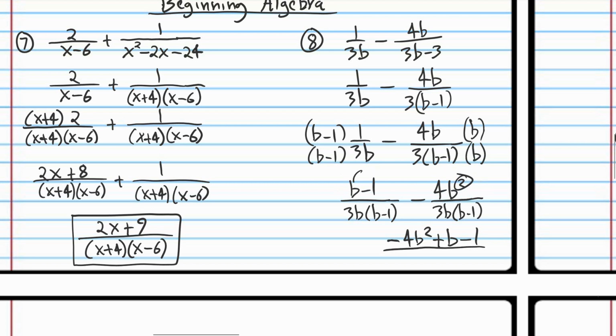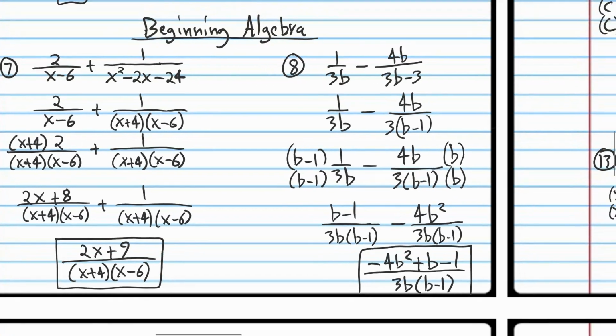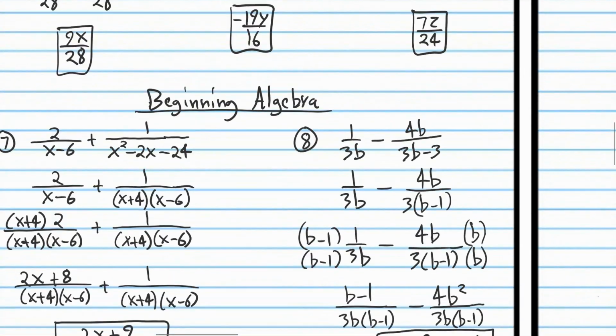And again, we could not combine any of these because they're not like terms. We have a squared term, a first power, and a 0 power term. So we cannot combine those expressions. And we just rewrite the denominator, and we're done. So on to number 9.